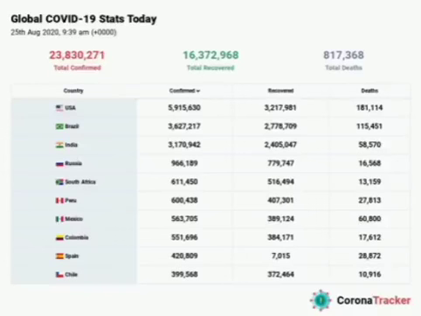The first case of coronavirus in India, which originated from China, was reported on 30th January 2020. And as of latest information, India is the third highest country after USA and Brazil with the number of confirmed cases of 3,170,942, which resulted in 58,570 deaths, and 2,405,047 people have recovered from it.